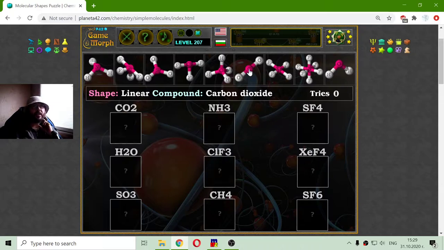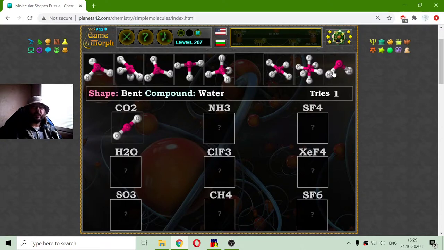This is a linear shape. And I have one atom of carbon and two atoms of oxygen. There they are. And the compound is carbon dioxide. Okay, the next shape is the bent shape of the molecule.